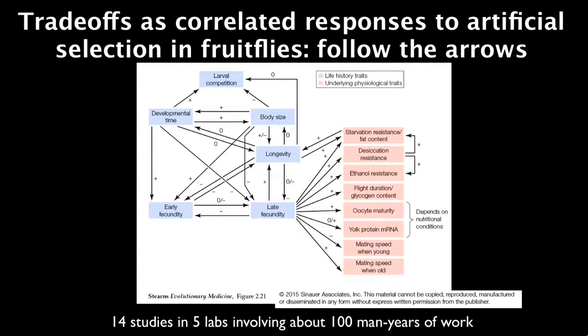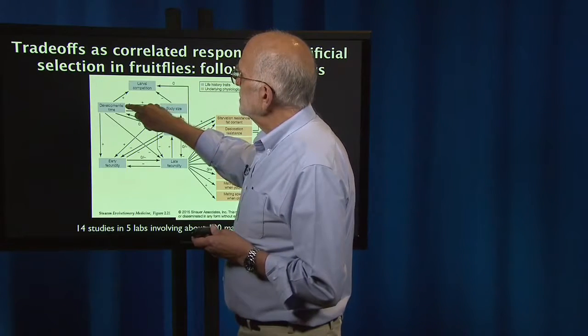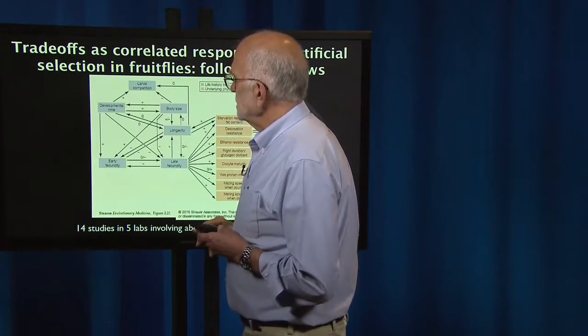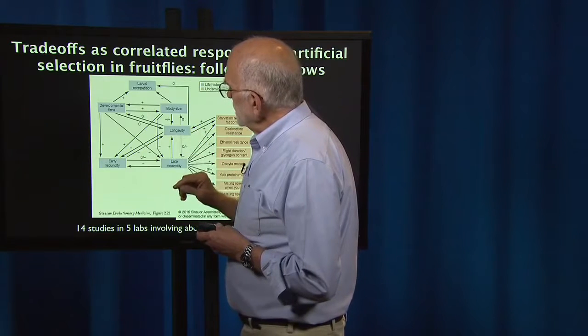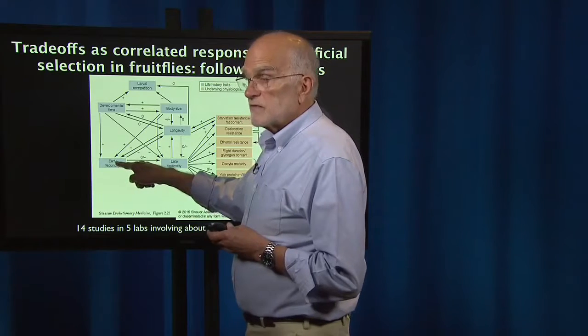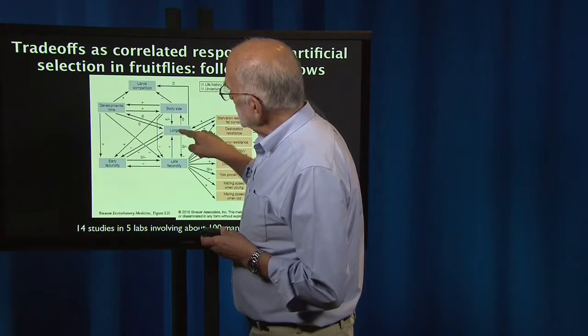What I would like you to do is follow the arrows, and what you can see here is that if you select for increased development time, then the consequence, the trait at the other end of the arrow, is a larger fly. If you select for larger flies, then the result at the other end of the arrow is longer development time, and those are indicated by these plus signs. However, if you select for early fecundity, to increase number of eggs laid early in life, that reduces lifespan, it reduces longevity.